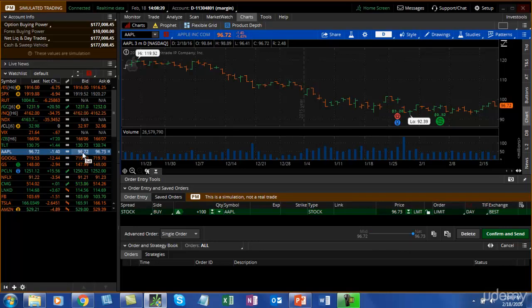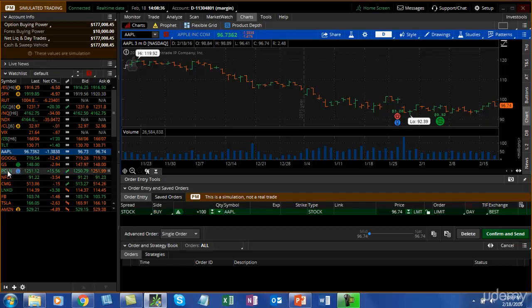So that tells you how liquid this instrument is. Liquid meaning how much it's being traded. The bid ask spread is only 1 cent on Apple. You know, that is perfect. That's fantastic. Now let's look at something that is not so liquid.